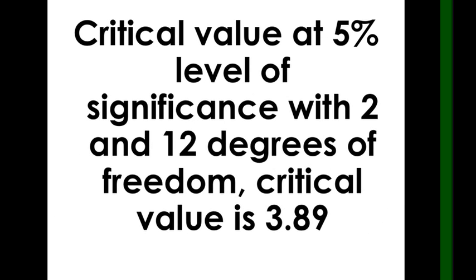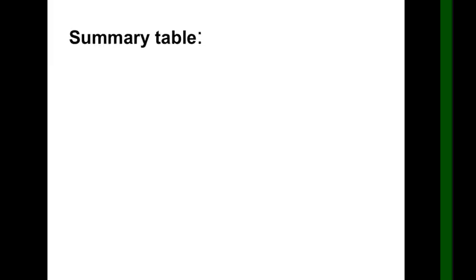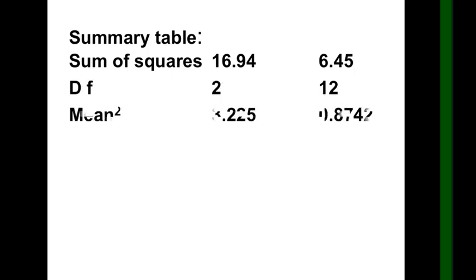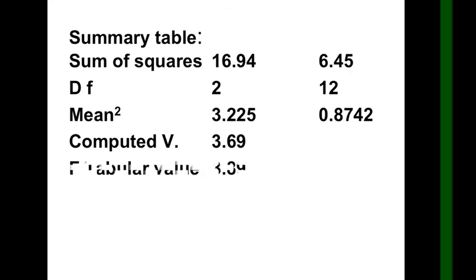Our computed value, in summary, the sums of the square is 16.94 and 6.45. The DF is 2 and 12. The mean squared, or the MSB and MSW is 3.225 and 0.8742. For the computed value of F, we have 3.69. For the tabular value of F, we have 3.89.